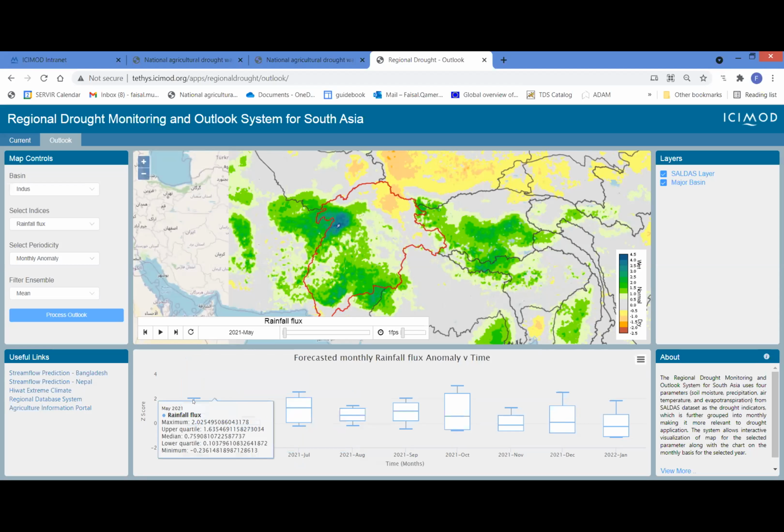We generated this forecast in the month of April, but our new forecast is again in process. We will update this every 2 to 3 months, so that we only look up to 3 months time period and so on. So that's about the regional outlook.